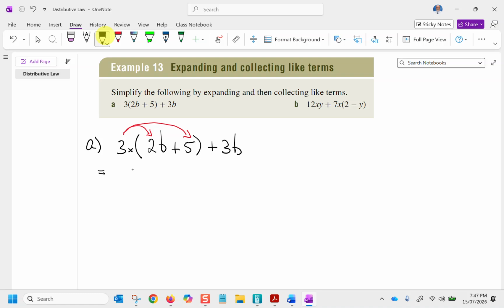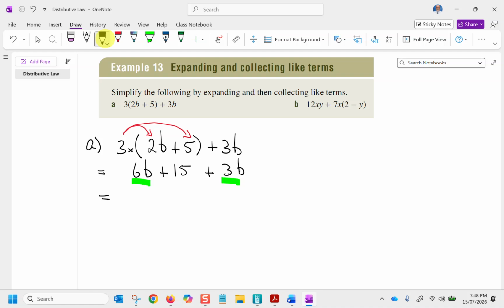Three multiplied by 2b is 6b. Copy the addition sign. 3 multiplied by 5 is 15. That's the distributive law. We still have plus 3b. Now I've got like terms. This is 6 times b, and this is 3 times b. These are like terms because they have the same pronumeral b.